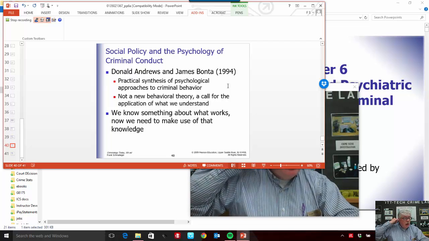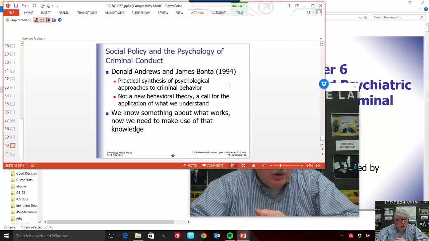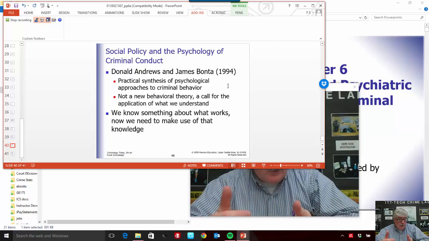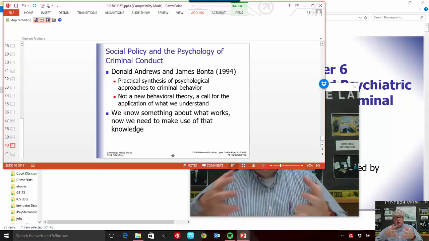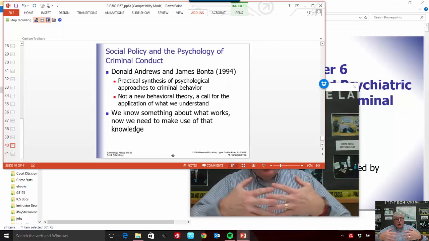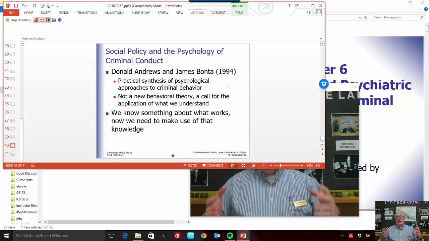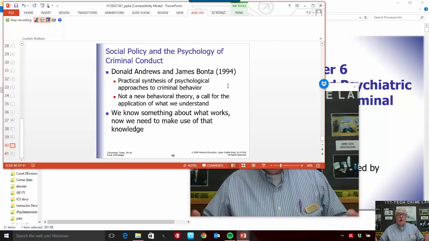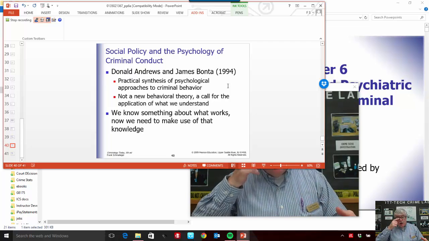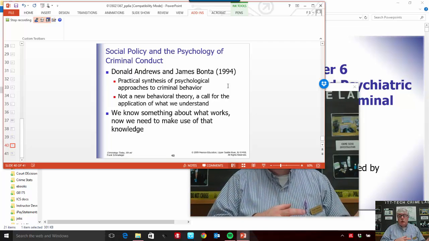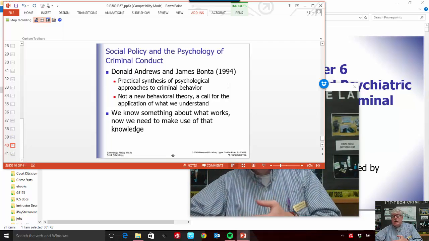Social policy and the psychology of criminal conduct. Certainly there are people that look at these, like Andrews and Bonta. They said that there should be a practical synthesis of psychological approaches to criminal behavior; we should look at these things and see how they work together. Andrews and Bonta didn't come up with new theories. They just called for, hey, let's look at what we've come up with so far and make sure that we understand it. And let's take a look at what actually works when we're going to try to treat somebody. We want to look at what works, not necessarily what's convenient at the time.